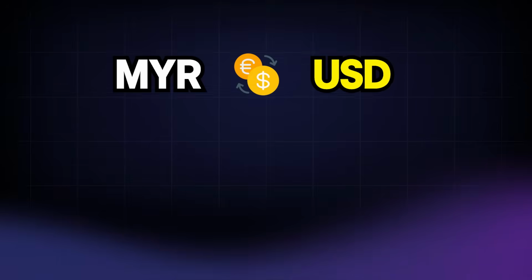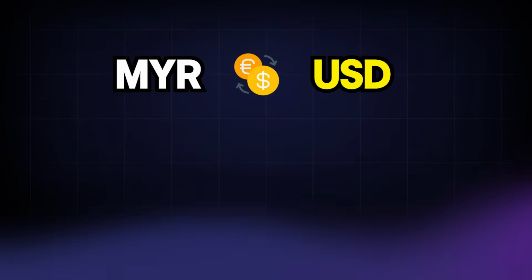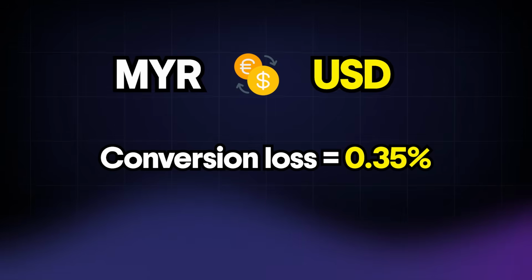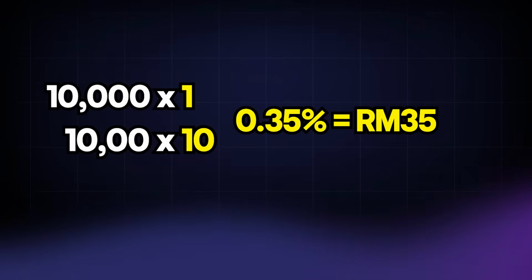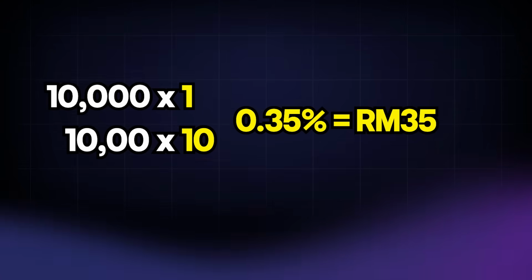Webull doesn't charge any fees to convert your currency. However, according to my test, when you are converting from Malaysian ringgit to US dollar, there will be a slight conversion loss of about 0.35%. This is in percentage, so it doesn't matter whether you are converting 10,000 ringgit one time or 1,000 ringgit 10 times. A 0.35% loss is still around 35 ringgit loss for conversion. Though, just take note that this conversion loss is not fixed and you get different exchange rates for each conversion.